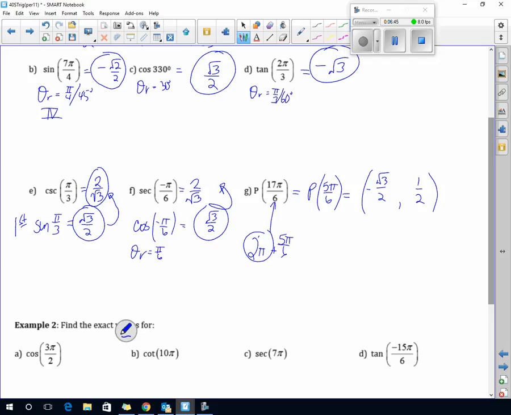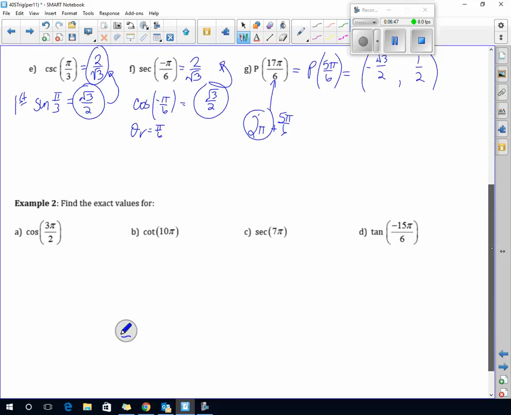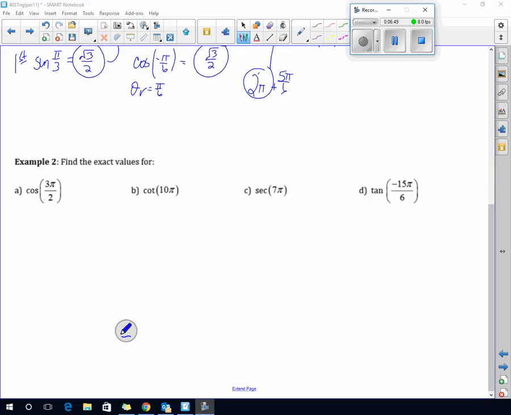Okay, let's keep going then. Okay, cos of 3 pi over 2. I fully advise you, anything that's on the x or the y axis, you shouldn't use your hand. You should just know what those coordinates are. So at 3 pi over 2, that's that coordinate right there, right? So that's 0, comma, negative 1. So what's cos in that spot? 0.